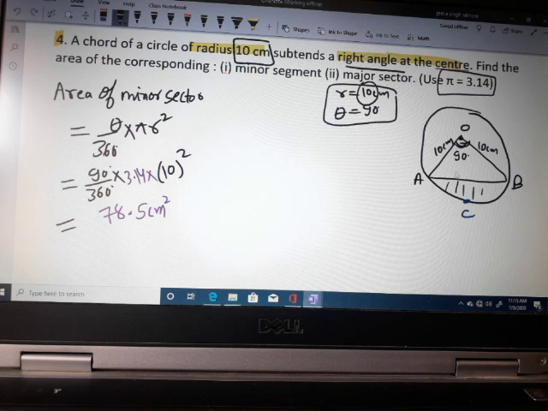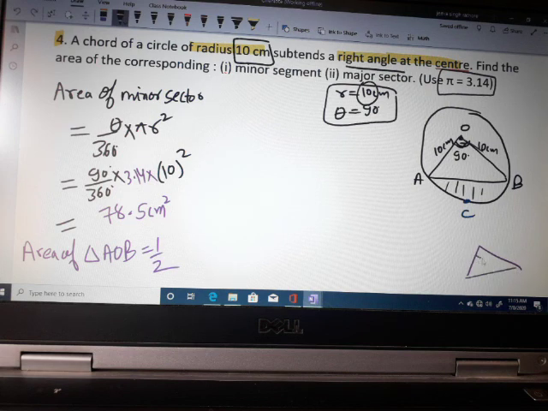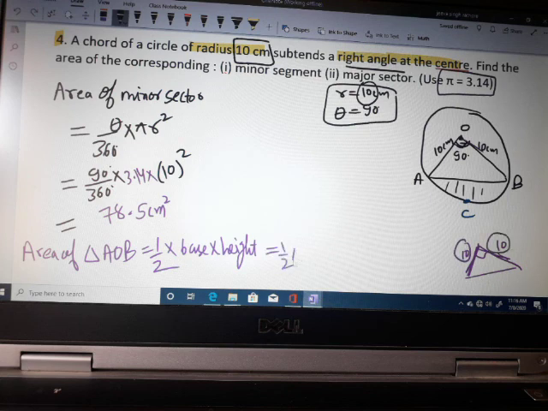Next step, you have to find the area of this triangle AOB. This is a right angle triangle, so this is the base and this is the height, 10 and 10. Area is 1/2 base into height, so 1/2 into 10 into 10. The area of the right angle triangle is equal to 50 centimeter square. Now we have to find the area of this segment. This segment is equal to the area of this sector minus the area of this triangle.